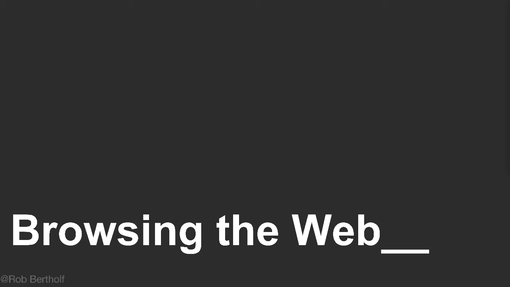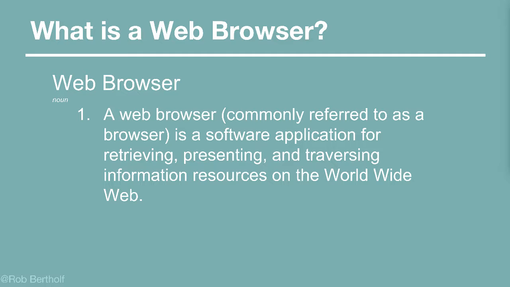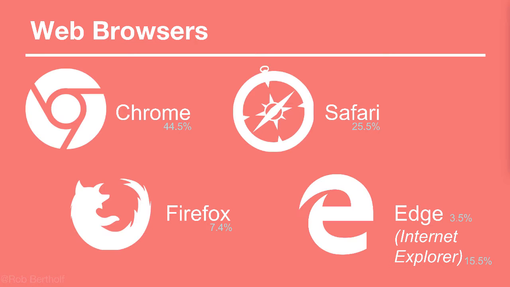Okay, so the next section we're going to cover is browsing the web. In earlier slides, we referenced a web browser. Now, this is commonly referred to as a browser. It's a program on your computer or phone that lets you request information from the World Wide Web. There are a number of different browsers in the market.